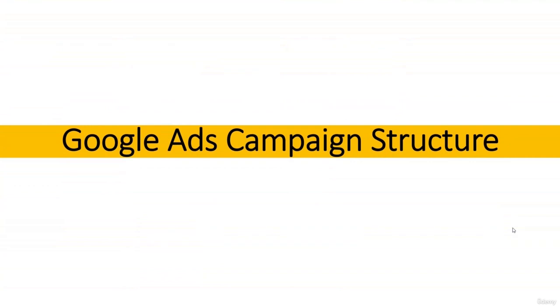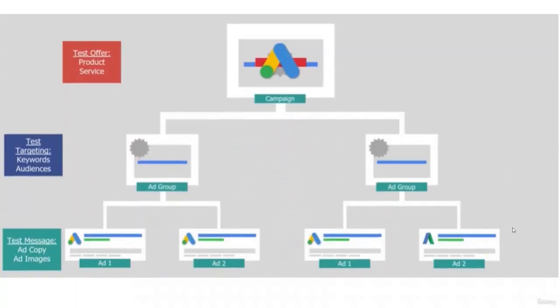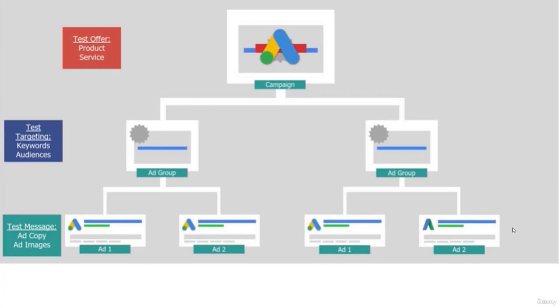Hey everyone, in this session I am going to coach you on the Google Ads campaign structure. Whenever you are going to create a campaign, first of all you need to understand the hierarchy of the campaign structure. At the top level, which comes under the umbrella of campaign, campaign is basically the master level.